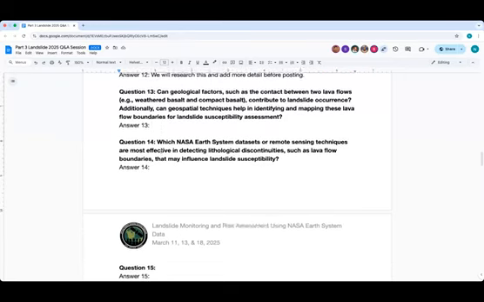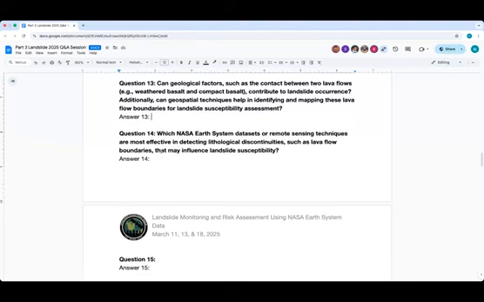Okay, question 13. Can geological factors such as the contact between two lava flows, for example weathered basalt and compact basalt, contribute to landslide occurrence? Additionally, can geospatial techniques help in identifying and mapping these lava flow boundaries for landslide susceptibility assessment?